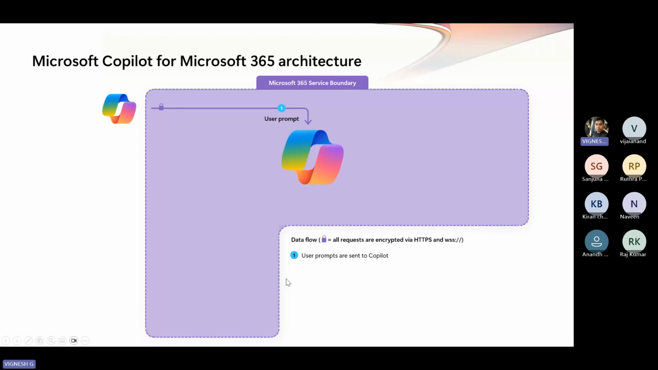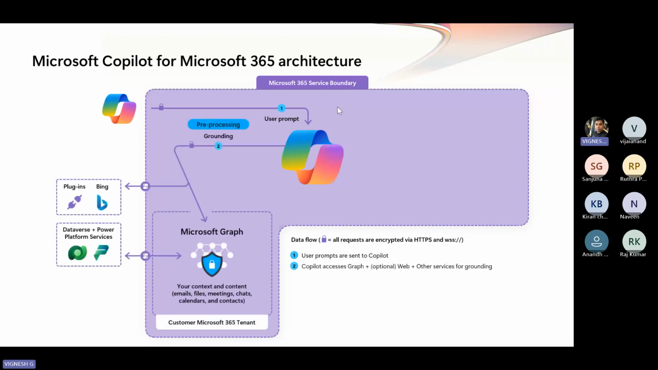This prompt goes with WSS. These are WebSockets, right? So this prompt is taken to the core Copilot engine. Whatever happens after this is happening inside the tenant, which is inside the Microsoft 365 service boundary. Nothing is happening outside your tenant, it's inside your tenant. So the first step is that you give your user prompt.